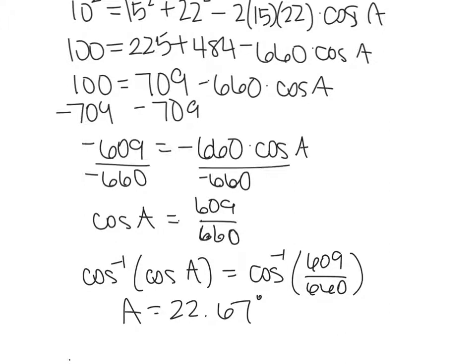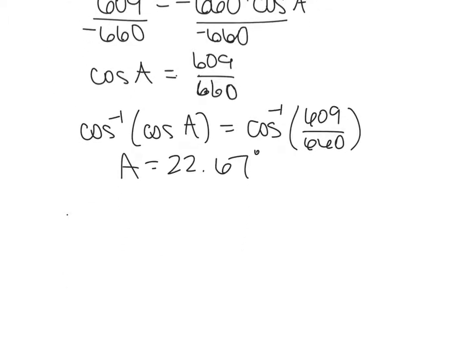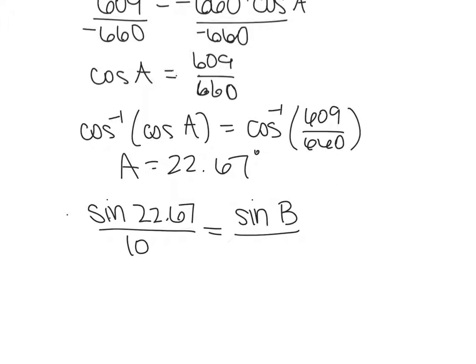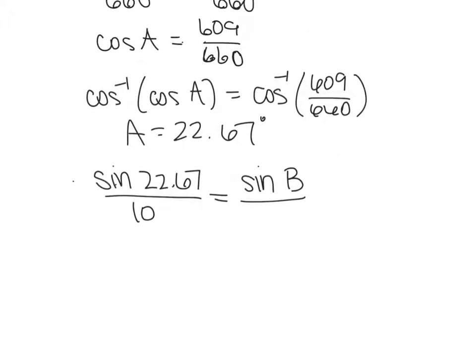Just like in our previous example, now that we know an angle, we can set up the law of sines. We have sine of 22.67 over 10 equals sine of B over 15 equals sine of C over 22. Just like our previous example, we'll use the law of sines once to find an angle, and then we'll use the triangle sum theorem. I'm going to solve for angle B first.